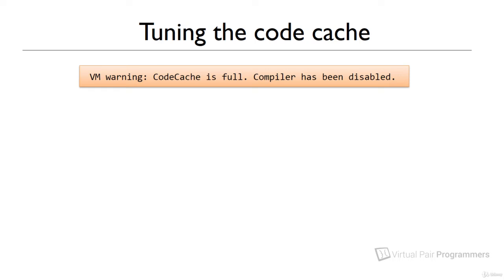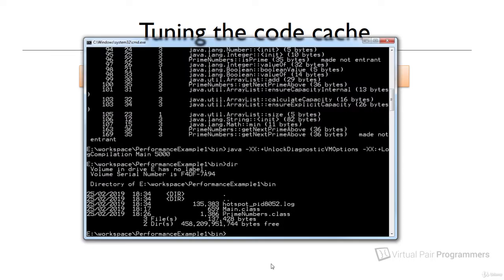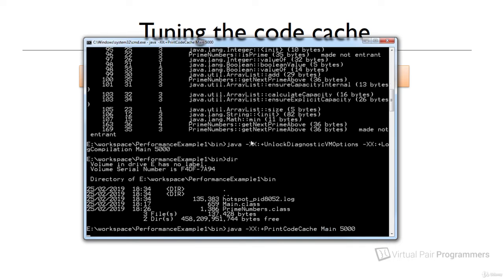Now we can find out about the size of the code cache by using a JVM flag, which is -XX:+PrintCodeCache. Let's run that with our example to see what that looks like. So it would be java -XX:+PrintCodeCache, and then we're running the main class. Let's put in 5,000 prime numbers again.